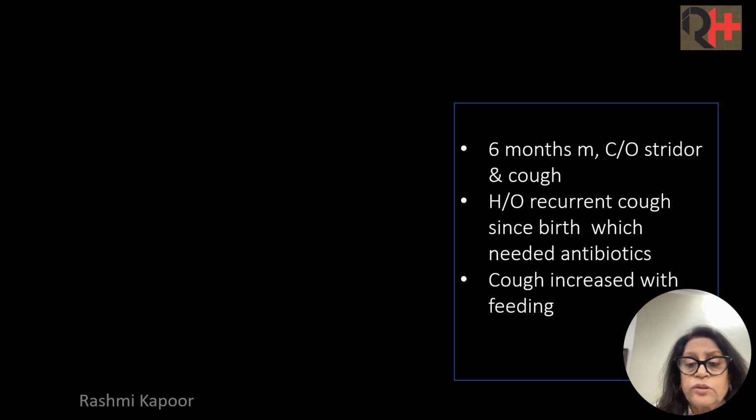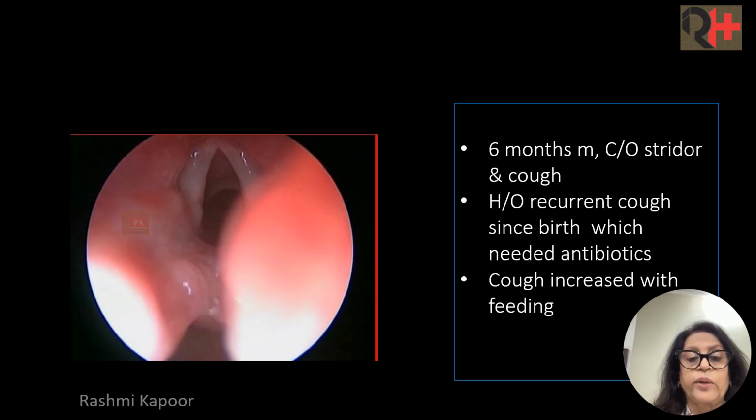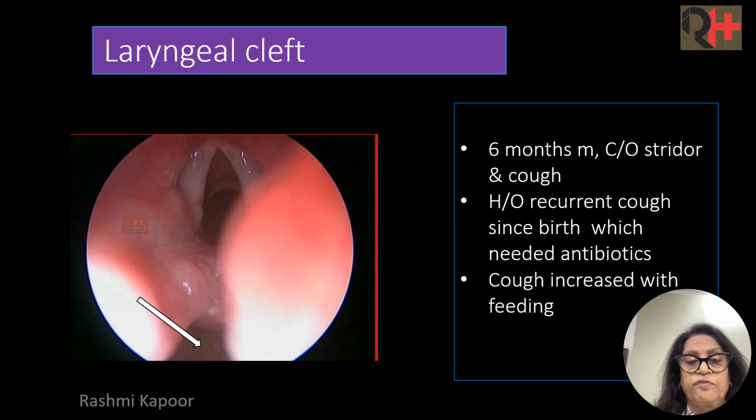A 6-month-old child came with stridor and cough. There was a history of recurrent cough since birth, which needed antibiotics, and the cough increased with feeding. So there is a clue that the cough is increasing with feeding. That means we are dealing with some kind of aspiration syndrome. We went ahead and did the bronchoscopy and found a type 1 laryngeal cleft.